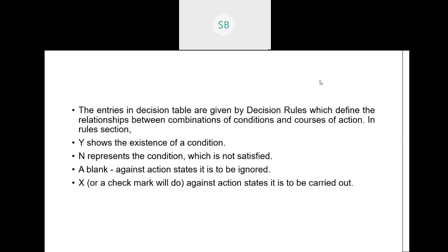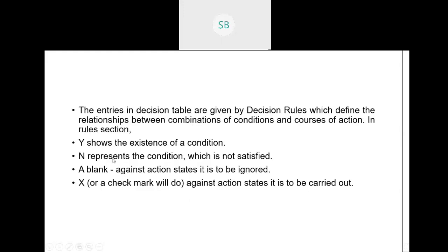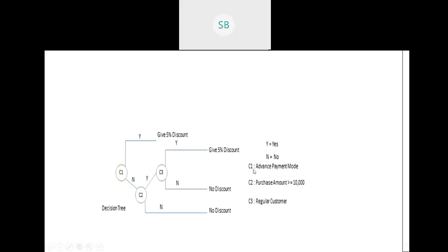I'm explaining it again. So this is the condition stub. That means it will mention what conditions we are checking. We are drawing according to the last decision tree. So what were the conditions involved? Whether advance payment is made, purchase amount greater than or equal to 10,000, or regular customer. These were the conditions, and based on them we have some action stubs. What were the action stubs? Give them 5% discount or no discount.